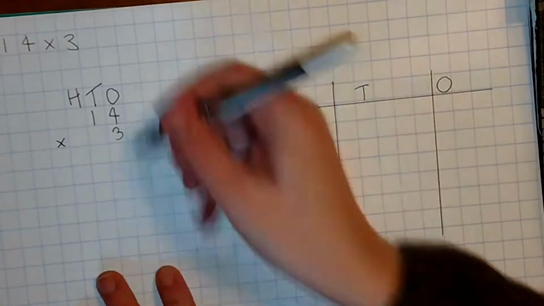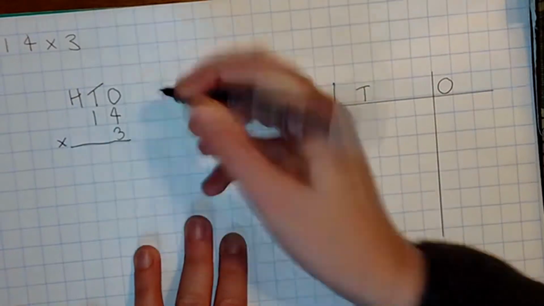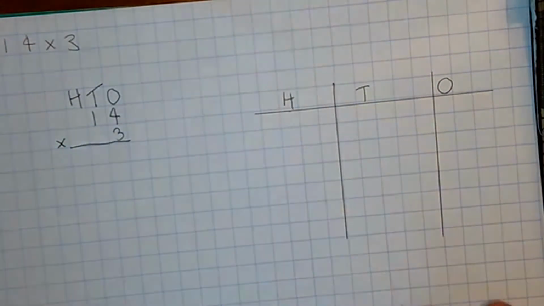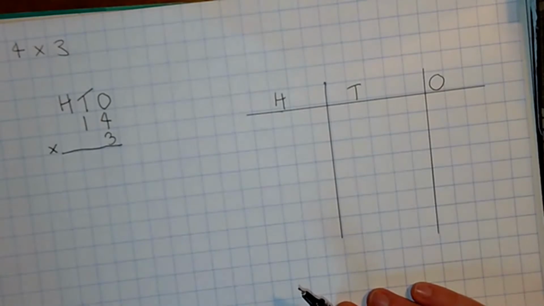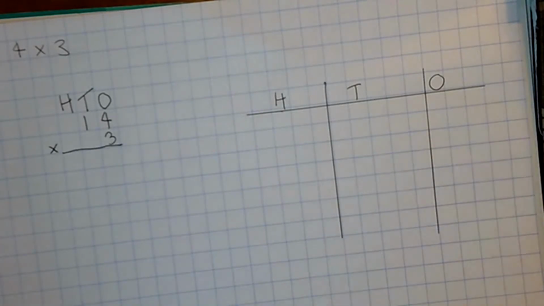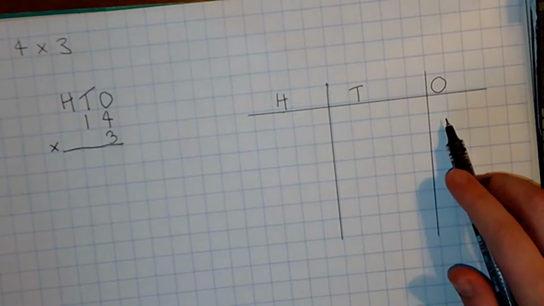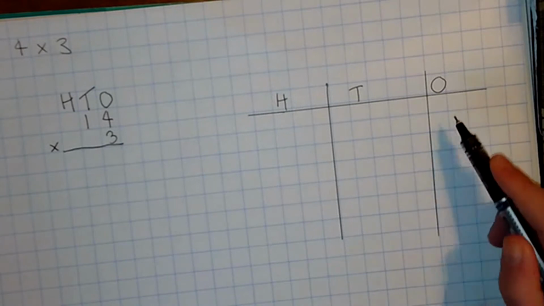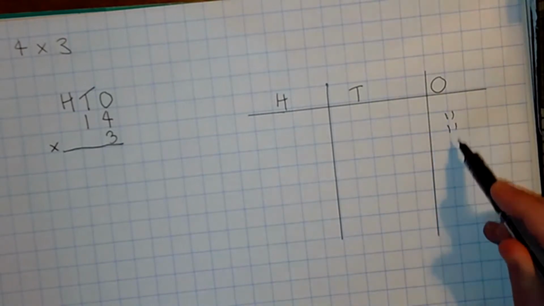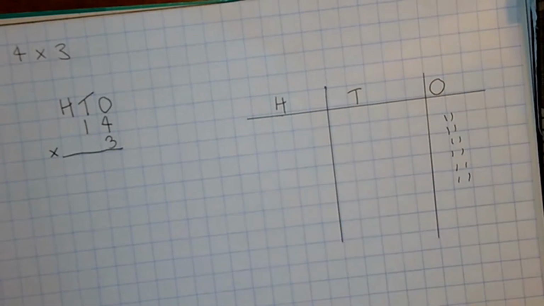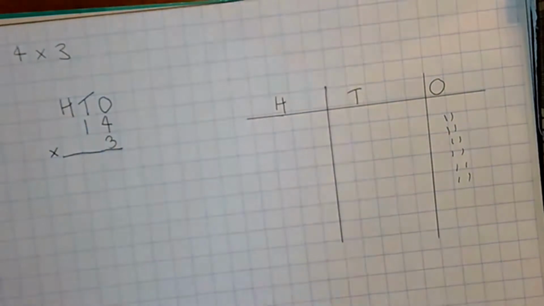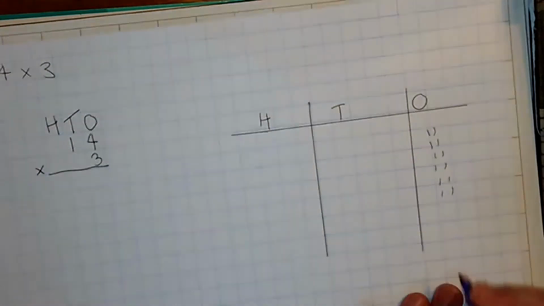So the first step is to multiply the ones together. So I'm going to multiply 4 times 3. 4 times 3 is equal to 12. So in my place value chart to show this, I'm going to draw 12 ones. 1, 2, 3, 4, 5, 6, 7, 8, 9, 10, 11, 12. I've drawn 12 ones.